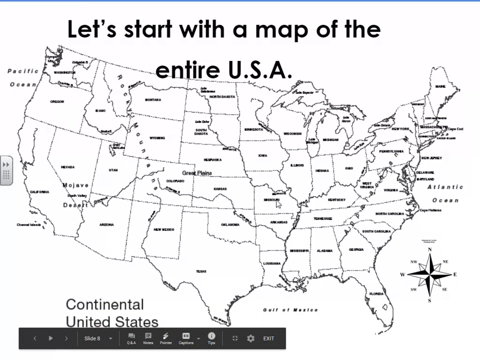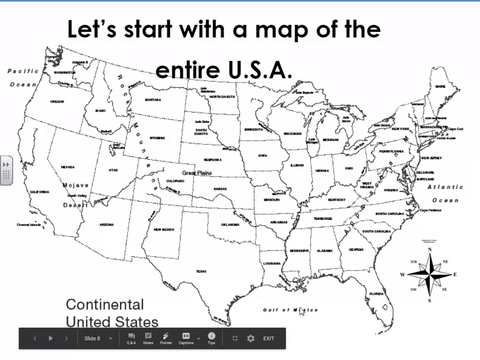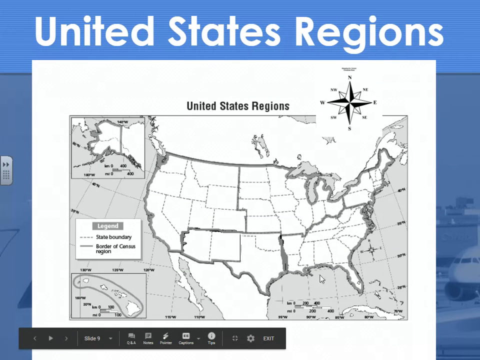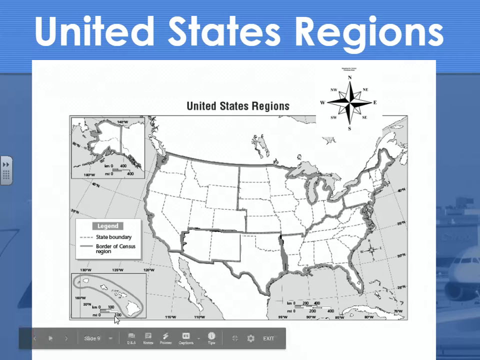So here's a map of the entire United States. Okay, here's our state, Pennsylvania. And as we dive into the regions, we'll be learning about these different states and capitals and what makes these different regions similar, and what makes them different from the other regions. Here is a map of the United States, and on this map, you can see the border of the census region. So these are the borders of the different regions here, and there are 5 regions that we commonly talk about in the United States.